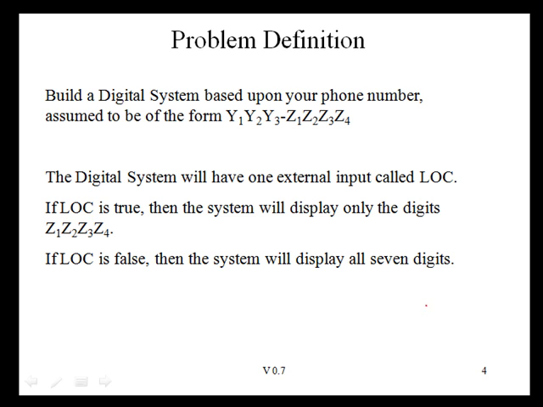So let's define a problem that we're going to solve using a digital system. The problem is going to be based upon a phone number, which is going to have, in this format, 7 digits: Y1 through Y3 and Z1 through Z4. The digital system is going to have one external input that we're going to call loc. If loc is true, and loc stands for local, then the system will only display these digits Z1, Z2, Z3, Z4 in order. If loc is false, then we want the system to display in order all 7 digits.